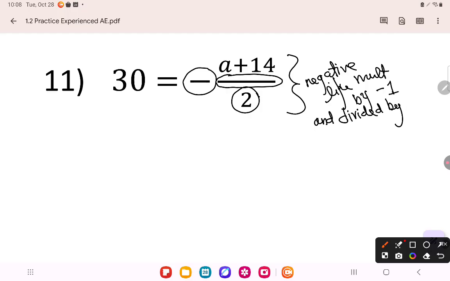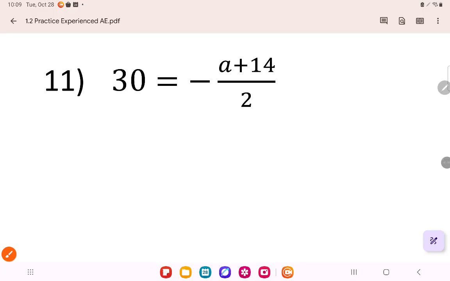And since multiplication and division are basically the same operation, but in opposite directions, they're inverses of each other. I can deal with them at the same time. And that's exactly what I'm going to do. I'm going to get rid of this multiplying by a negative and this dividing by 2 all at the same time. And let me show you how.